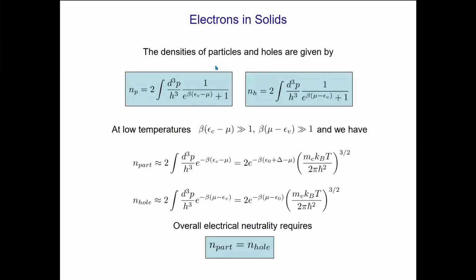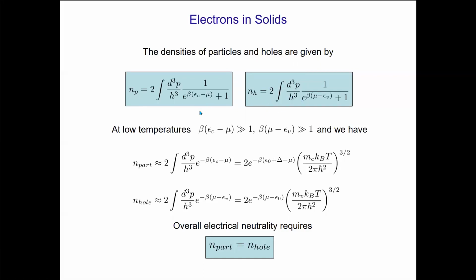So we know that the density of particles and holes, we can write them down simply as we did before. Here's the occupation number for particles, and here the occupation number for holes with opposite signs of mu and the energy. And then integrating over the momentum space, we can derive the occupation numbers of particles above the gap and holes below the gap by these formulas.